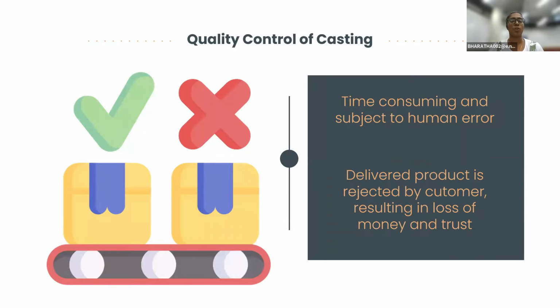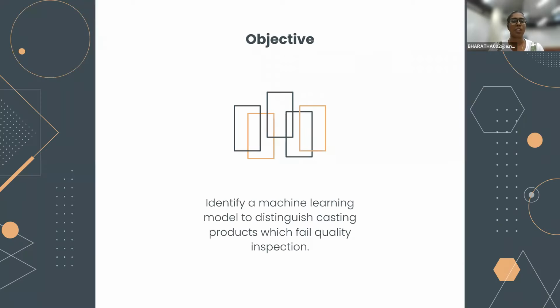Traditionally, quality control of casting is done manually. This is time-consuming and subjected to human error. Furthermore, delivered product could be rejected by customer, resulting in loss of money and trust. Hence, our objective is to identify a machine learning model to distinguish casting products which fail quality inspection.